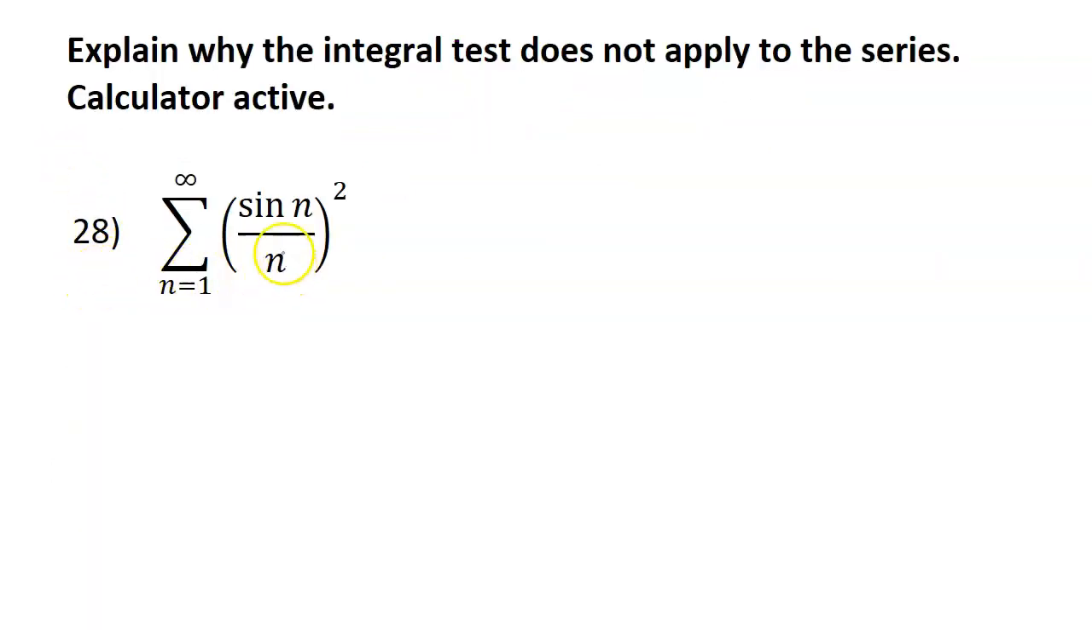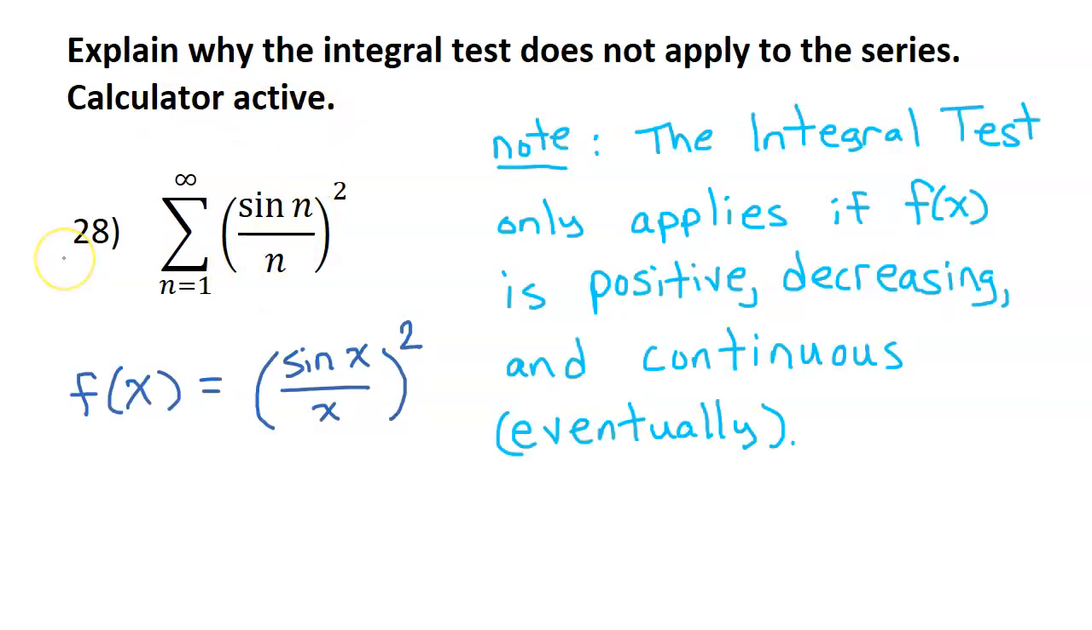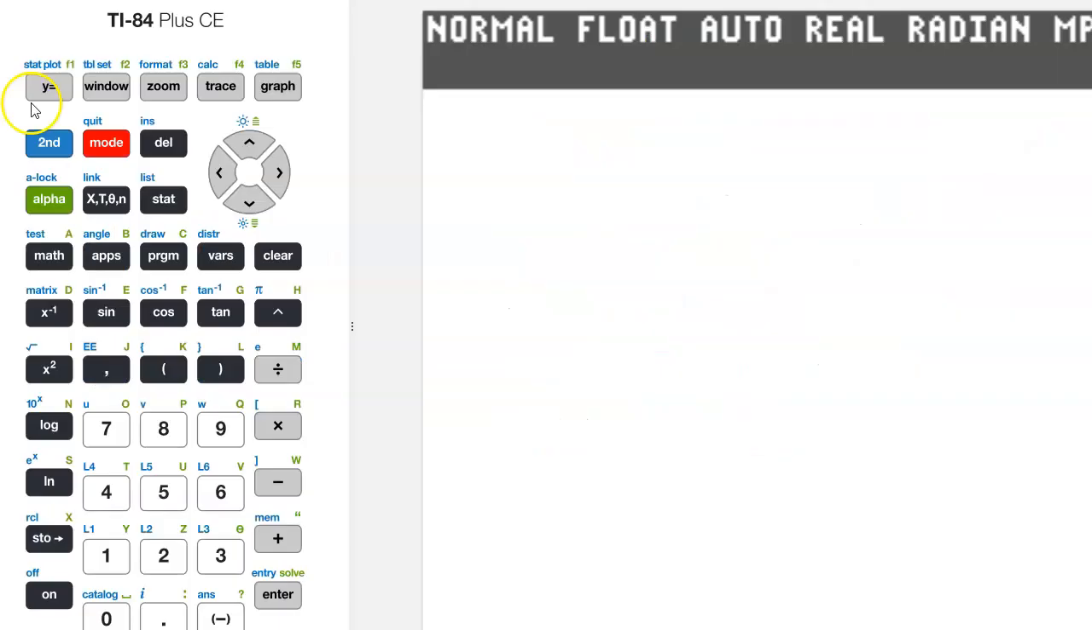For number 28, we need to explain why the integral test does not apply to this series. This problem is calculator active. We define f of x like this. Remember, the integral test only applies if f of x is positive, decreasing, and continuous eventually. Let's take a look at f of x on the TI-84. I'm betting if we analyze the graph, we'll find that it breaks one of these 3 conditions.